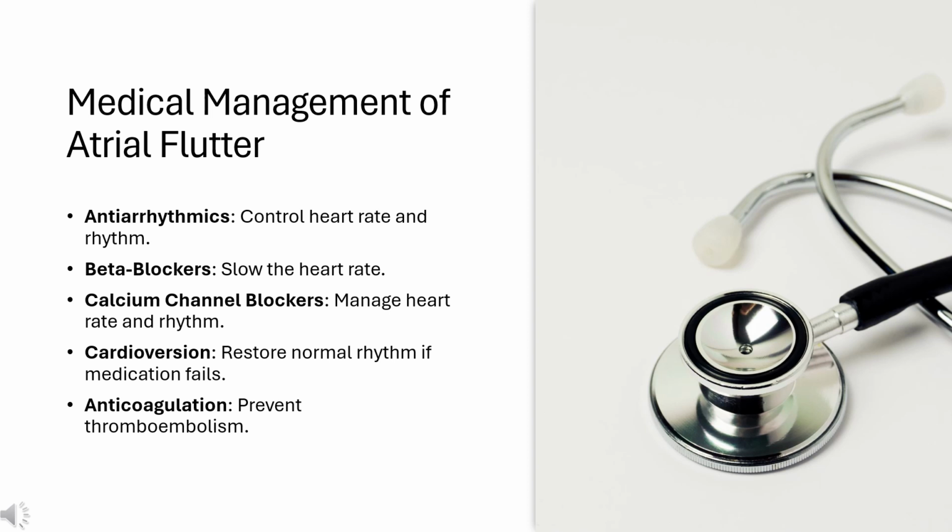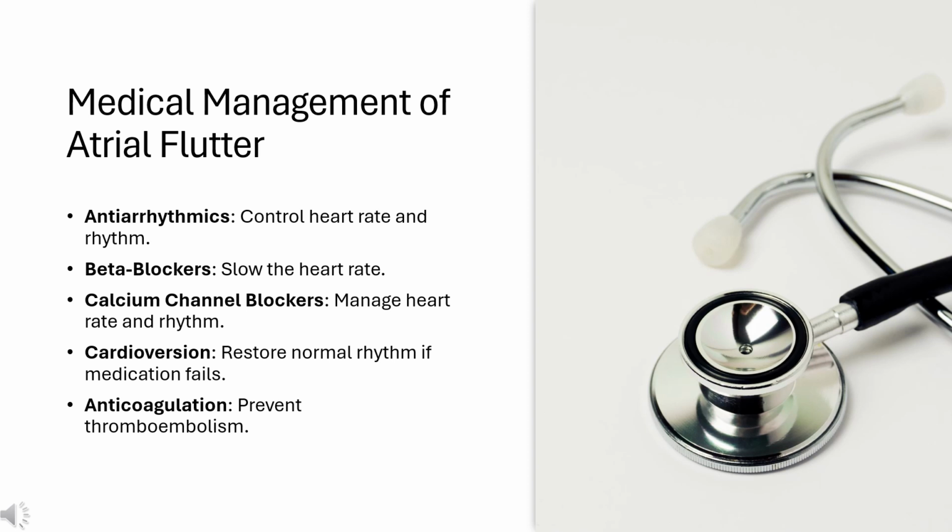Calcium channel blockers are another class of medications used to manage the heart rate and rhythm in atrial flutter. These drugs work by preventing calcium from entering cardiac cells, and this reduces the contraction and slows the heart rate. Calcium channel blockers inhibit the influx of calcium ions during the cardiac action potential, which helps to slow the heart rate and stabilize the rhythm. Examples are diltiazem and verapamil. Make sure you have med cards on them. These medications are particularly useful in patients who cannot tolerate beta blockers or in combination with other therapies.